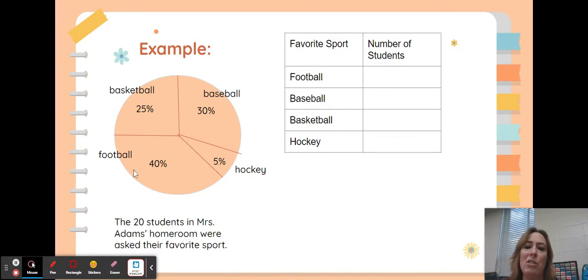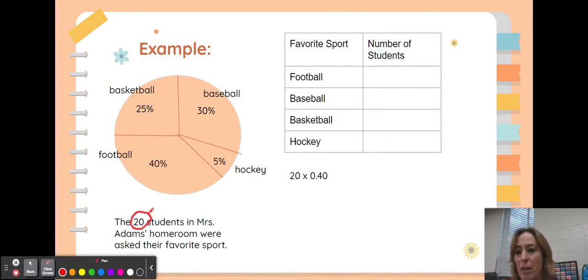25% of the 20 students like basketball, 30 percent like baseball, 40% like football, and there's that little 5% likes hockey. Now, to find out how many students, we have to do something. On this part, I don't mind if you use a calculator because we're not working on how we multiply. We're working on do we know how to get the process. So what we would do is, right here, it says 20 students, okay? 20 students. So we take 20 and we're going to look at football first.